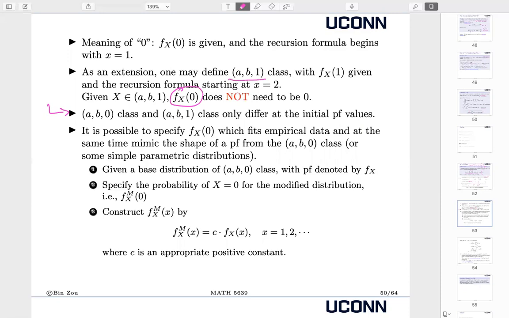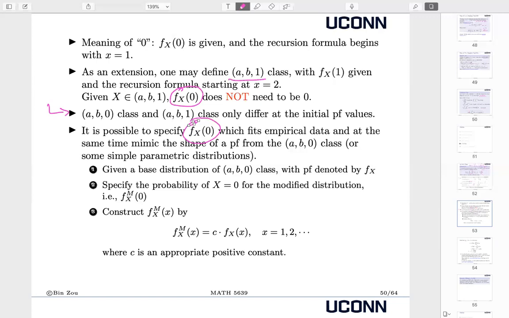The reasoning is as follows. Say we want to apply a specific AB0 class distribution to model X. Somehow we are happy with the general feature of the selected random variable, but we have trouble matching the 0 value. So the value from the distribution at 0 does not match exactly what we observe. We observe something that is way different from the probability function at 0. But after 0, the relative shape indeed fits quite well with the selected AB0 class. So in this case, what we can do is we modify the 0 value.